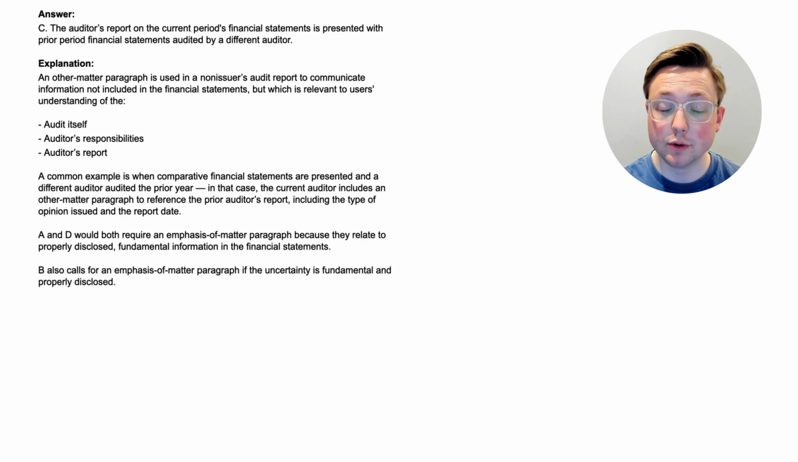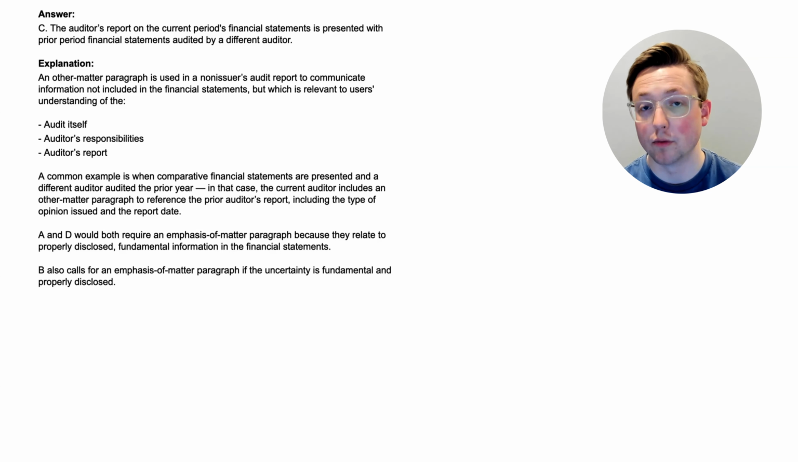An other matter paragraph is used in a non-issuer's audit report to communicate information not included in the financial statements, but which is relevant to users' understanding of the audit itself, of the auditor's responsibilities, and of the auditor's report. A common example is when comparative financial statements are presented and a different auditor audited the prior year. In that case, the current auditor includes an other matter paragraph to reference the prior auditor's report, including the type of opinion issued and the report date.